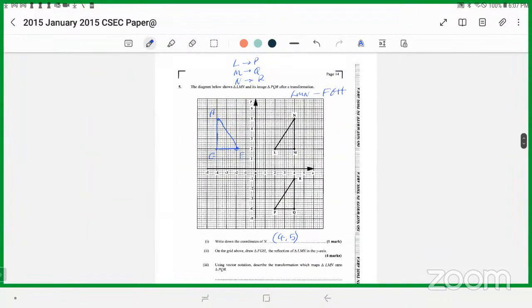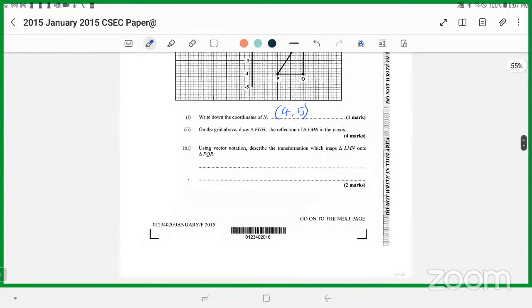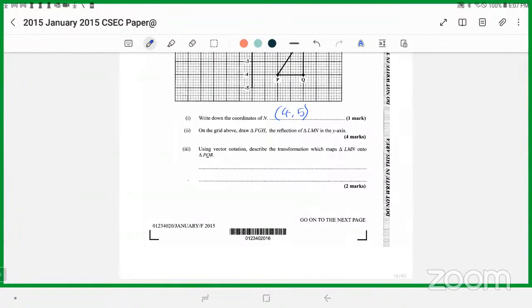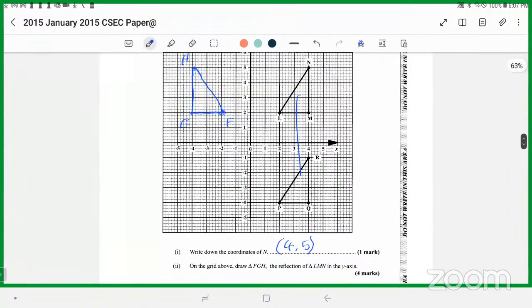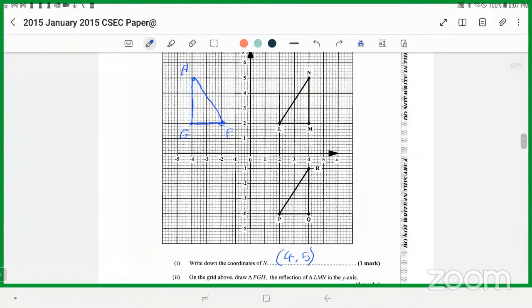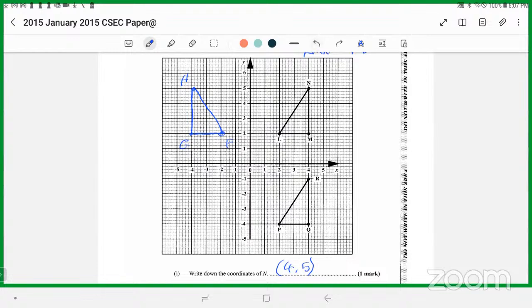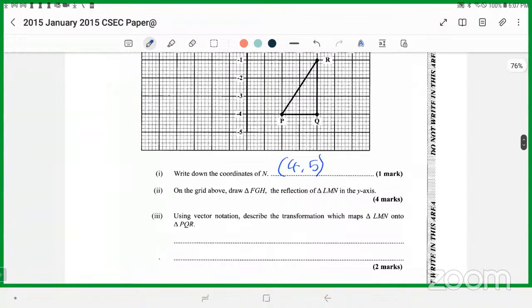Next part says, use a vector notation. Use a vector to describe the transformation which maps LMN onto PQR. So LMN to PQR. Good. So that's a translation, guys. The triangle just moved down by what? Use 1 point to decide. Let's use this to this. How many units down? 1, 2, 3, 4, 5, 6 units down, and no movement across.